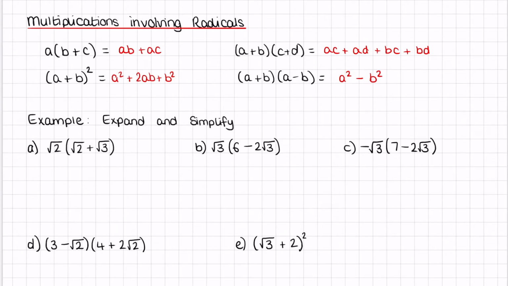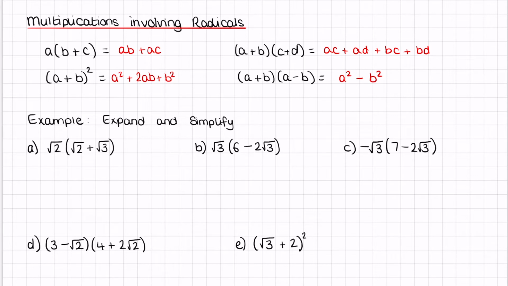This video is on multiplications involving radicals. The first four formulas are just a reminder of expanding brackets, so you can just remember how to do that. The top two are basic ones, and then we've got a perfect square and the difference of two squares rule. With this, we've got 7 examples from A to G to go through, and we'll just practice using our surds and simplifying where we can.